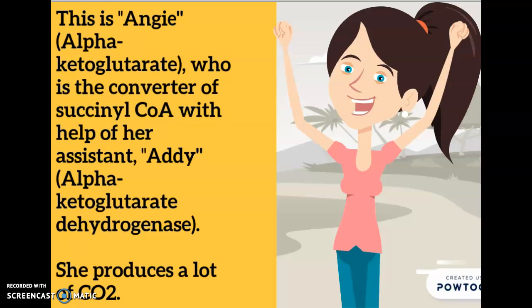This is Angie, alpha-ketoglutarate, who is the converter of succinyl-CoA with the help of her assistant Addie, alpha-glutarate dehydrogenase. She produces a lot of carbon dioxide.